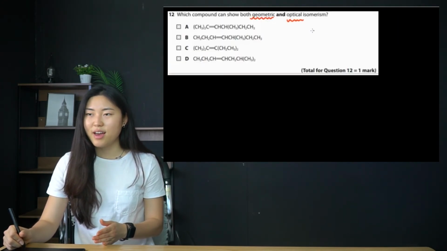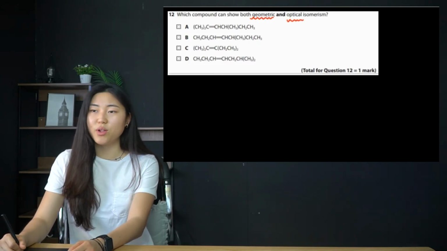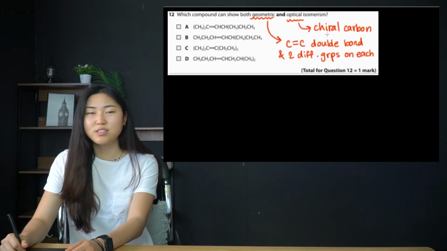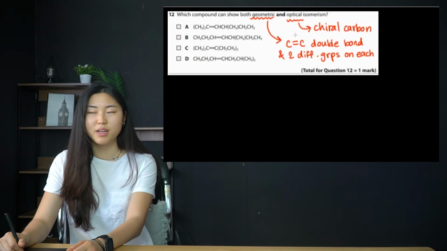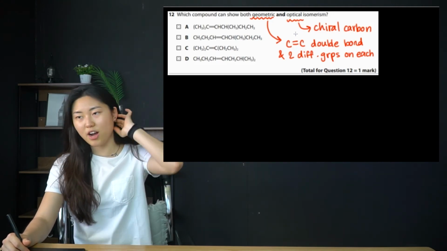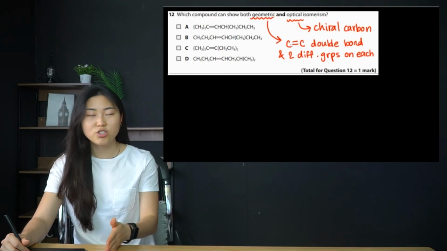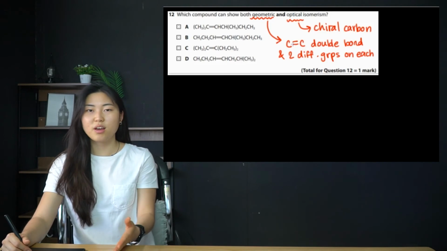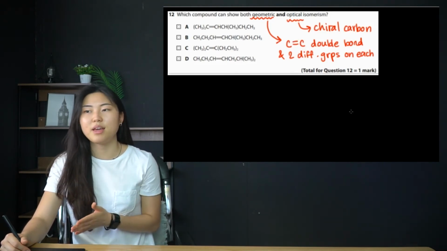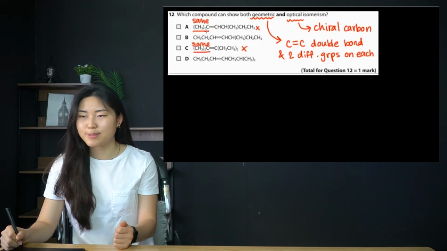Hope that was clear. And question 12, which compound can show both geometric and optical isomerism? So first of all, we know that for optical isomerism to exist, we need a chiral carbon, okay? And for geometric isomers to exist, we need a carbon-carbon double bond, and we need 2 different groups on each of the carbons, okay? If one of the carbons is just bonded to H and H, then there cannot be geometric isomerism, right? There cannot be cis-trans.